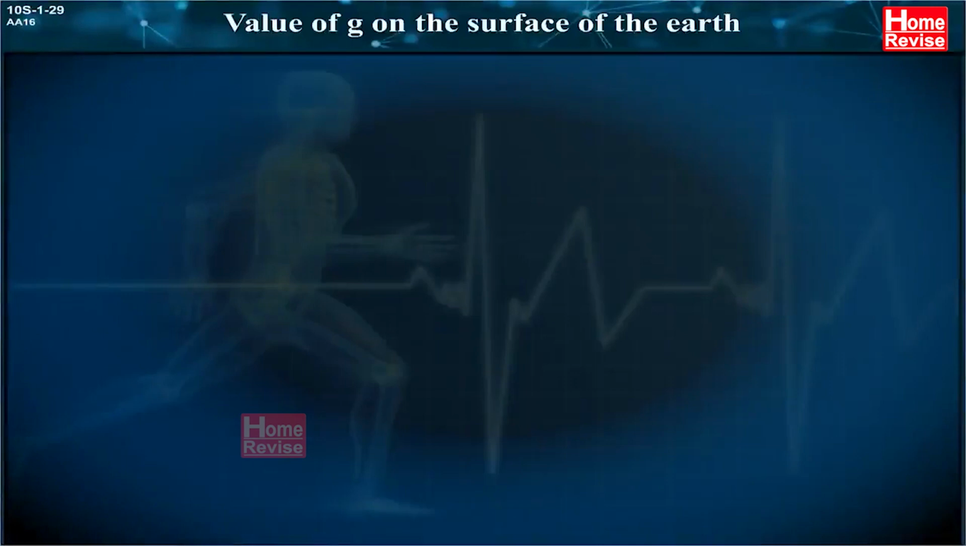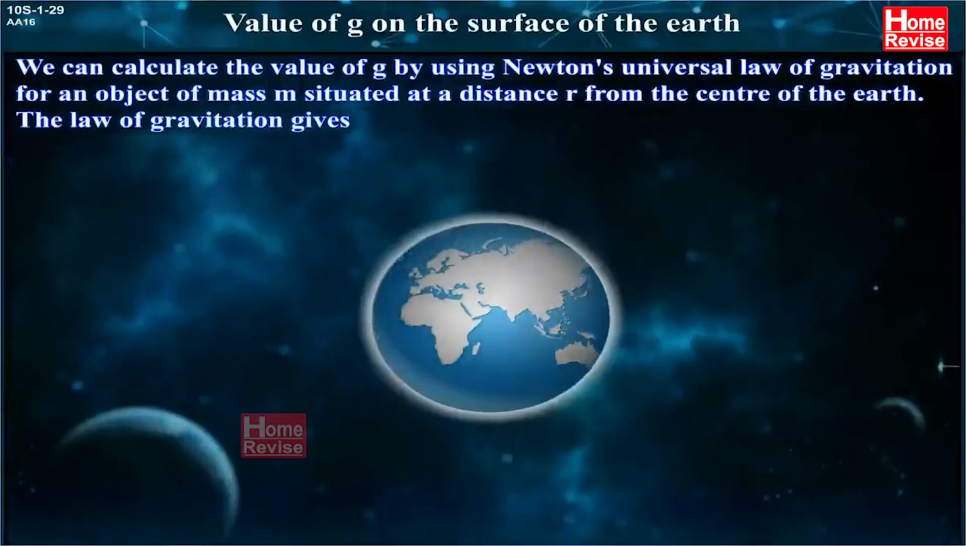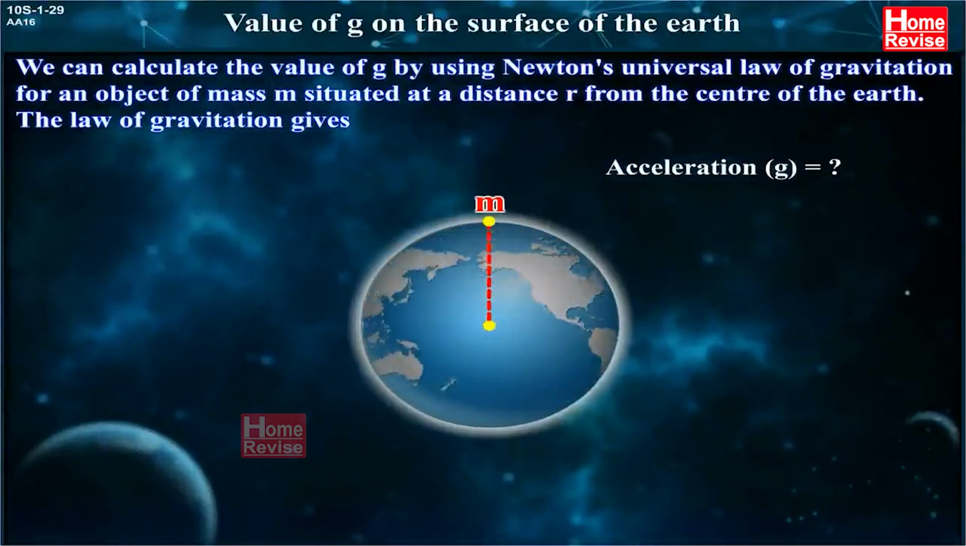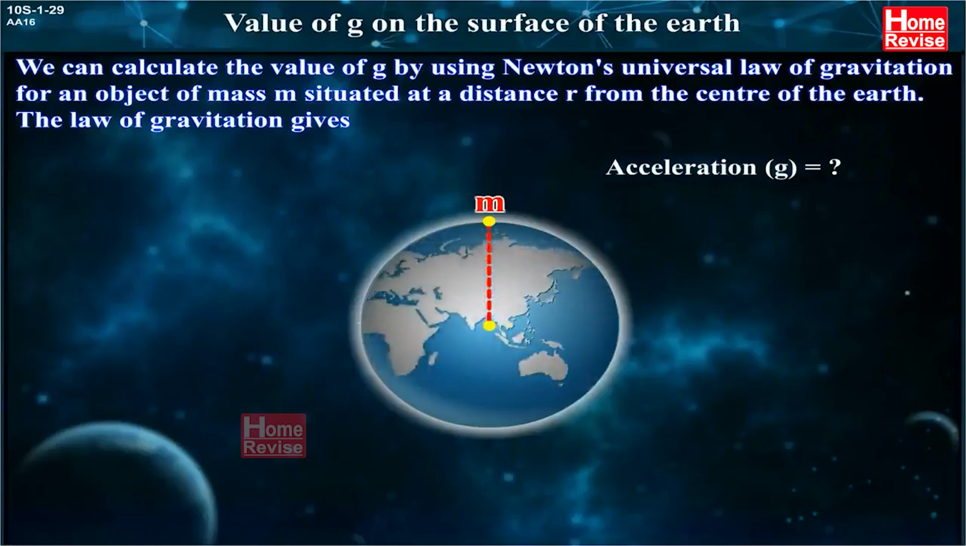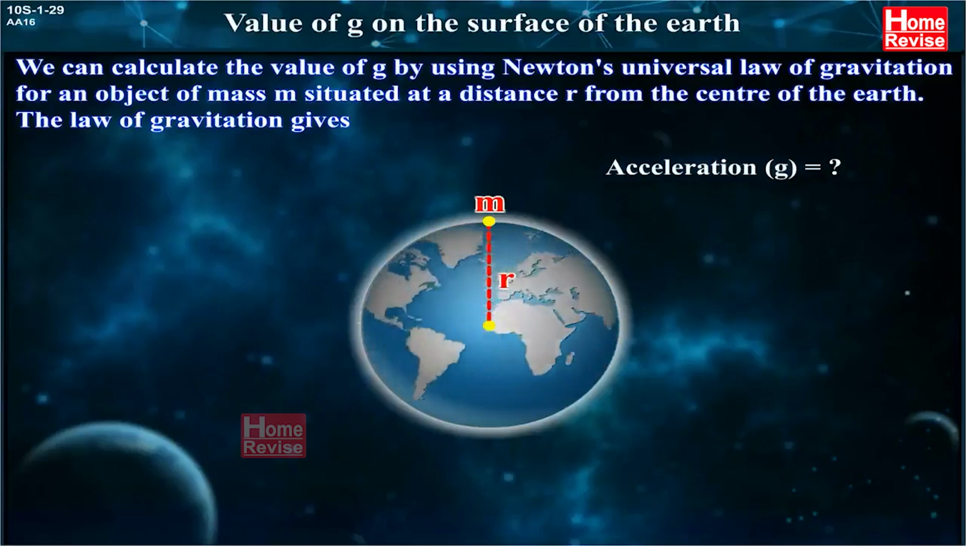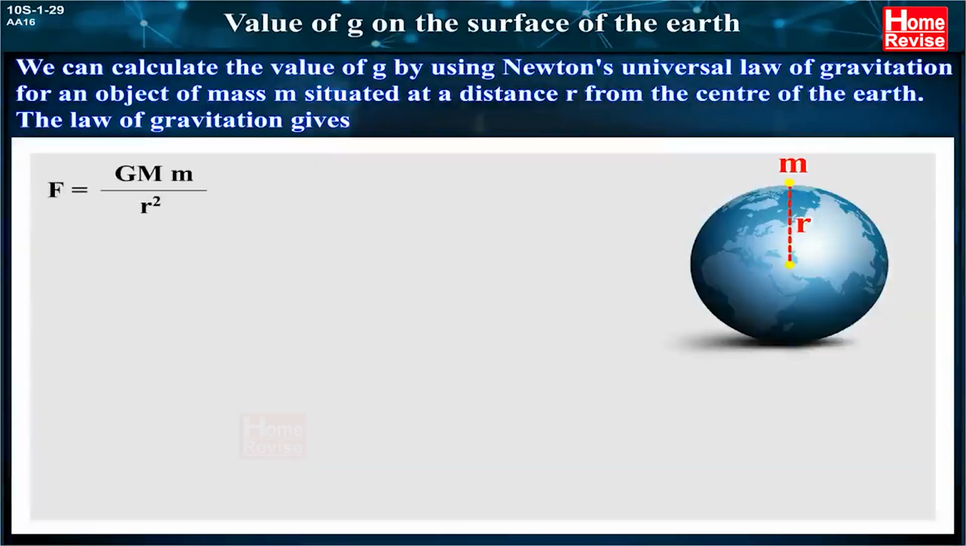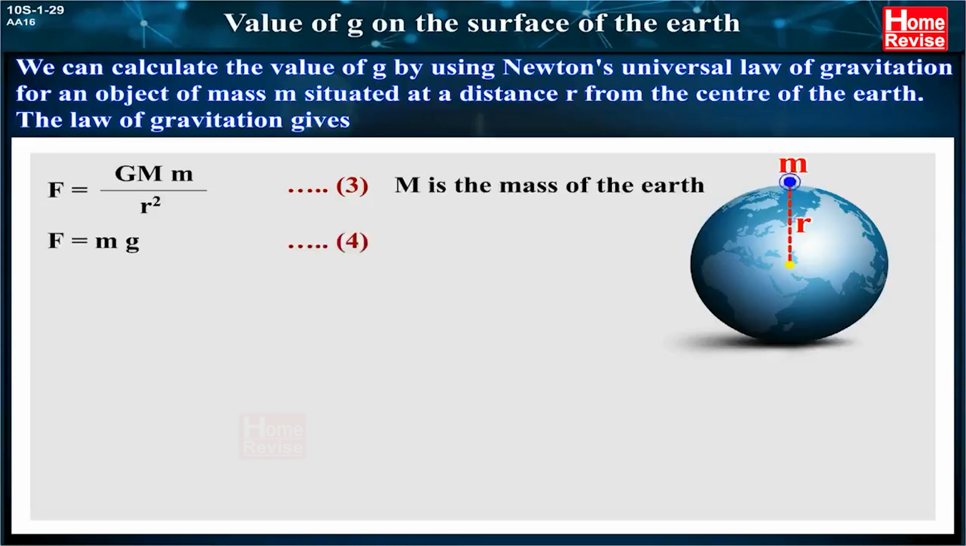Value of g on the surface of the Earth. We can calculate the value of g by using Newton's universal law of gravitation for an object of mass m situated at a distance r from the center of the Earth. The law of gravitation gives F is equal to G M m upon r squared. Let this be equation 3. M is the mass of the Earth. F is equal to m g. Let this be equation 4.